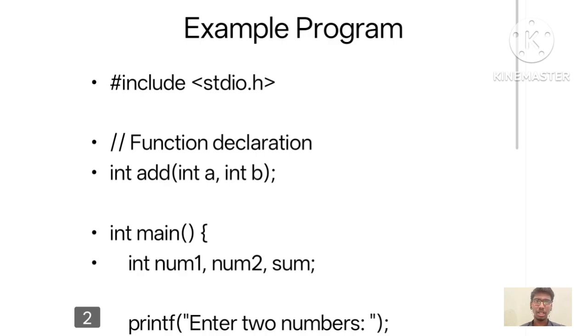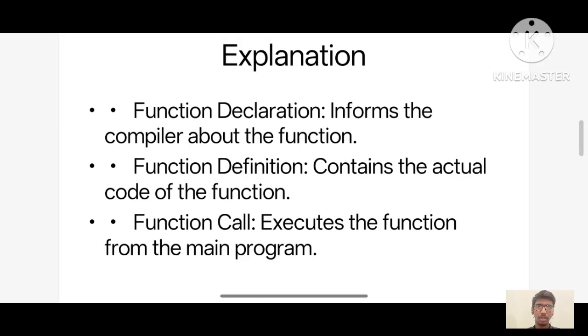Now, the function is called using the function name add. The compiler is redirected to the function definition int add(int a, int b), and the numbers number1 and number2 are stored in a and b respectively. The sum of the numbers a and b is computed, and then the sum of both values is printed on the screen by using the function printf: Sum is equal to %d, sum. At the last, return 0, as we have taken int main as the main function.